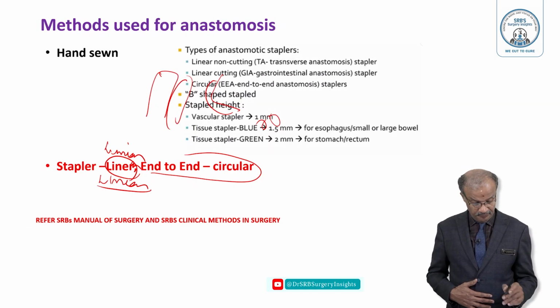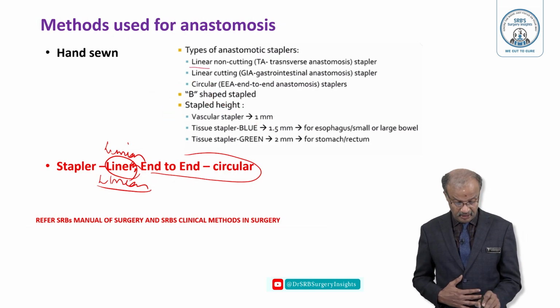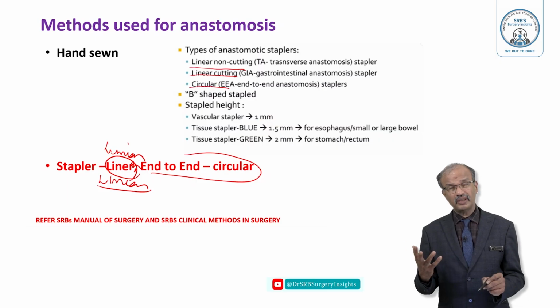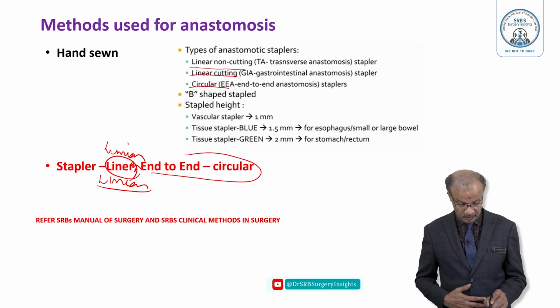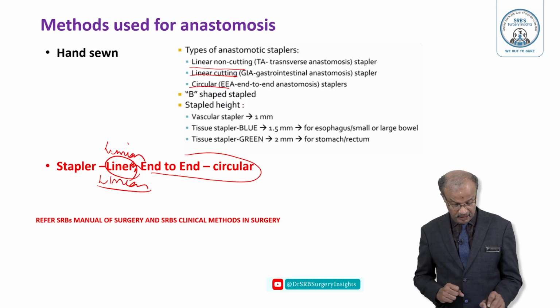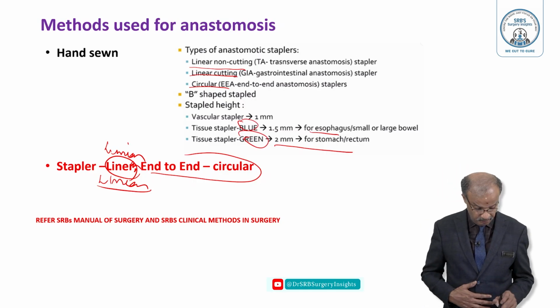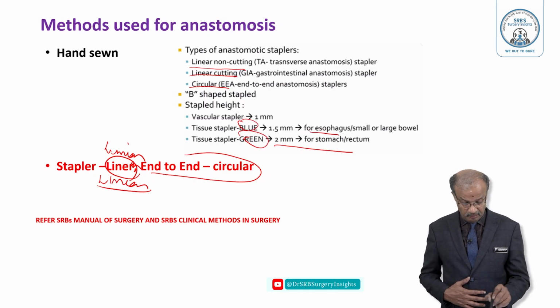Technically easier. See that these are the different anastomotic staplers: linear non-cutting, linear cutting, and circular stapler, mainly for colorectal and esophageal anastomosis. Different heights are there, 1 millimeter, 1.5. Colors are different for that, blue, green. So different heights are there, and that's important.